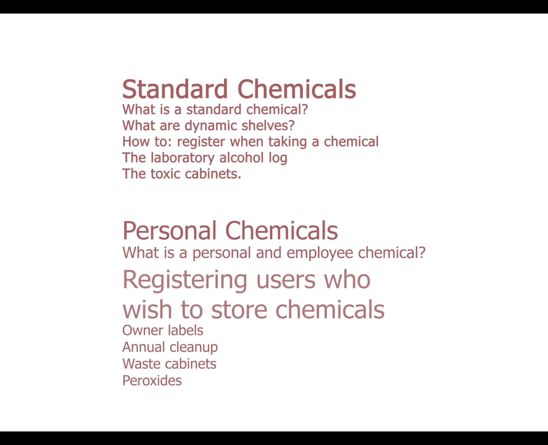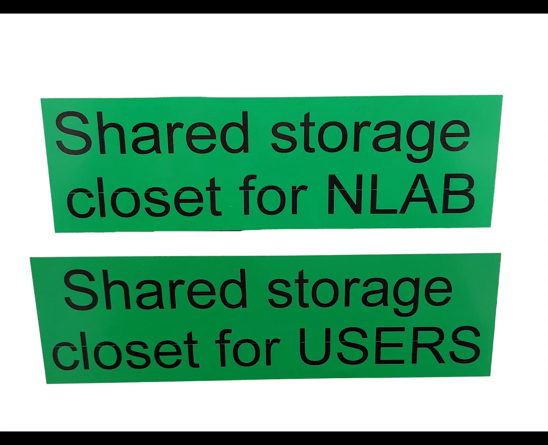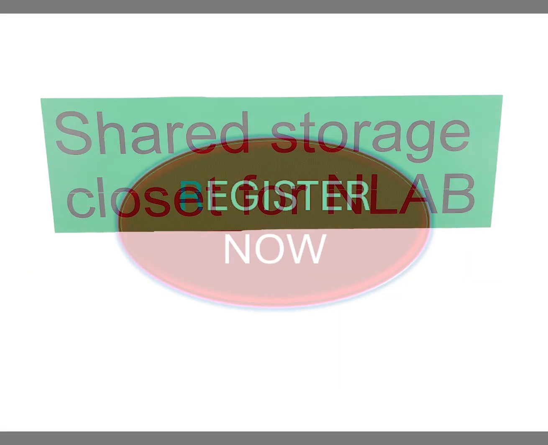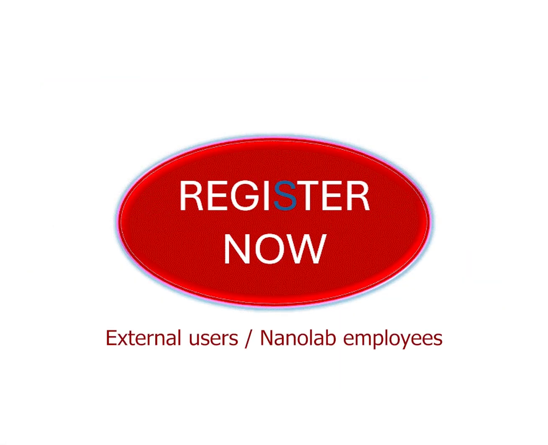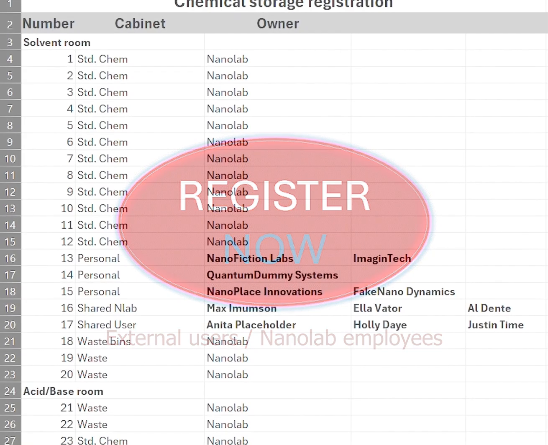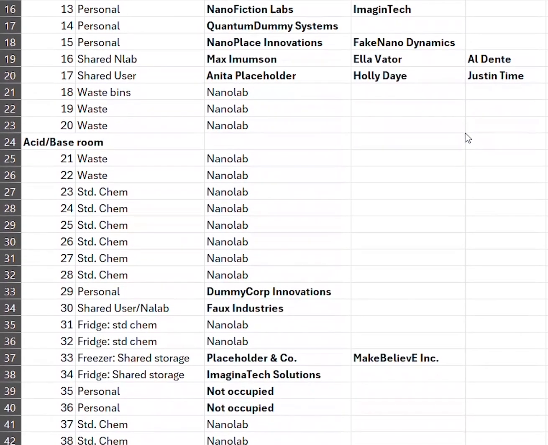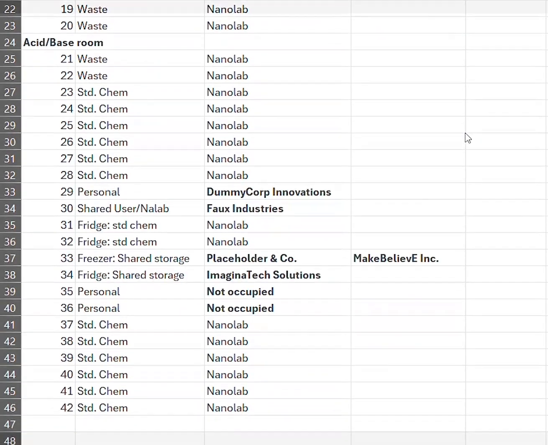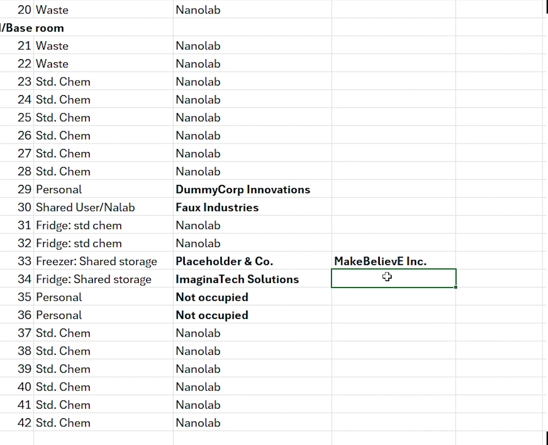Registering users who wish to store chemicals at Nanolab. Want to store chemicals in Nanolab's chemical rooms? Great! But first, you need to be registered. Whether you're an external user or a Nanolab employee, we have to register you. It helps us keep track of who is using our storage facilities and prevents unclaimed or expired chemicals from piling up. Contact the facility group.